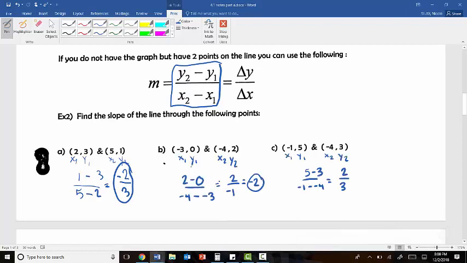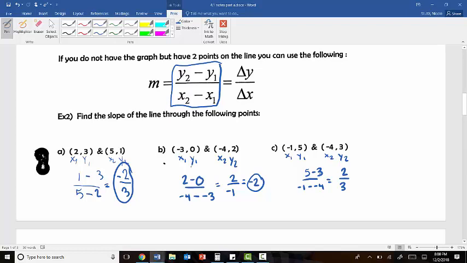If you check your answers with mine, hopefully you got -2 for letter B. Make sure that you're really careful. You really should be writing out -4 minus -3. And it's actually good to write the double negative because sometimes we forget that that really means addition. So that actually comes out to -1.